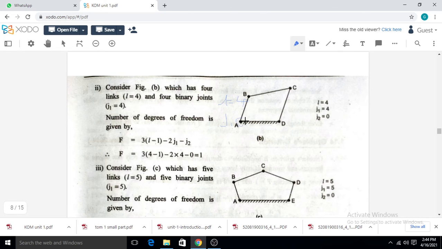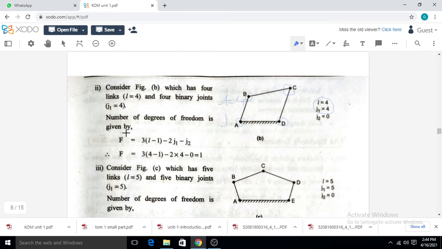Here is one binary joint at point A, another binary pin joint at point B, the next at C, and the next at D. So the number of binary joints in this case is equal to 4. Therefore L is equal to 4, J1 is also equal to 4. The number of higher pairs in this case is equal to 0.